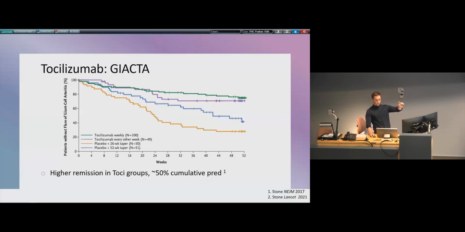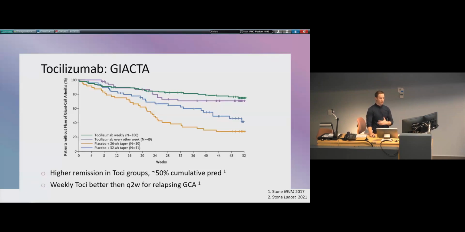Basically, they compared different frequencies, either weekly or Q2 week tocilizumab, versus a couple of different prednisone tapers, with the tocilizumab group having a rapid 26-week prednisone taper, which was quite aggressive, at least for the time, and essentially saw higher remission rates in the tocilizumab group, as well as about a 50% reduction in prednisone. So this was very exciting for rheumatologists.